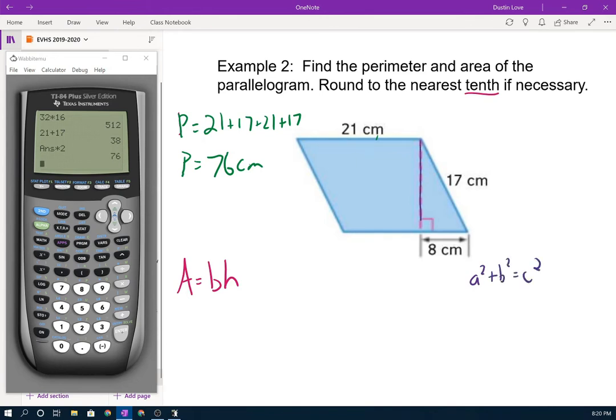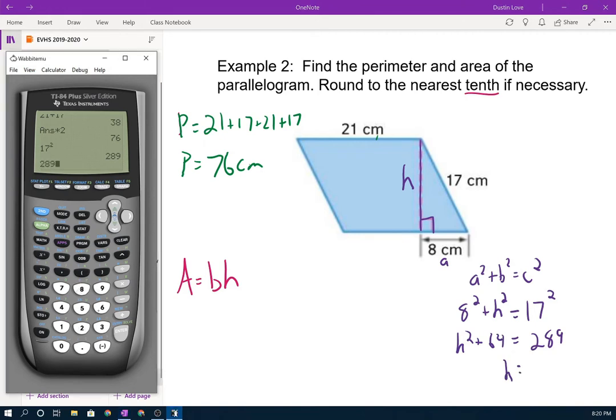The reason is I've got this right triangle here on the right. So c is going to be the hypotenuse of 17. a is going to be my 8. And then my height here is going to be the b value. So 17 squared is 289. 8 squared is 64. And now 289 minus 64 is 225.